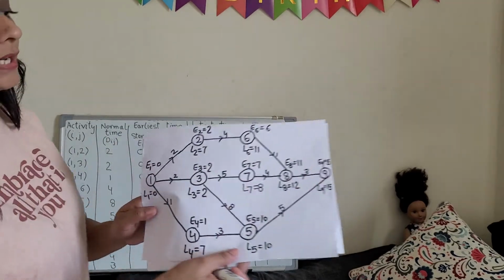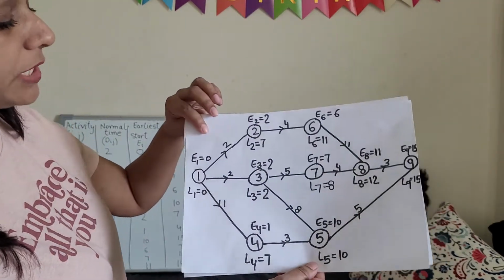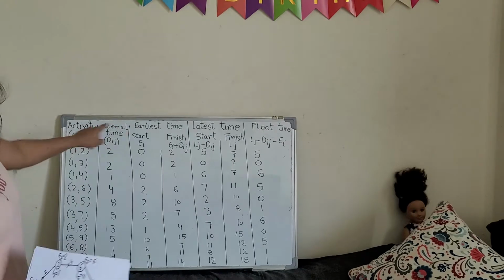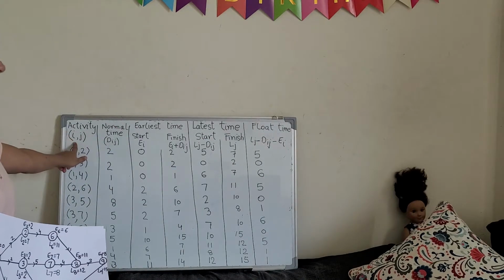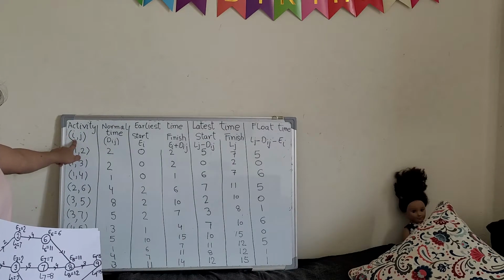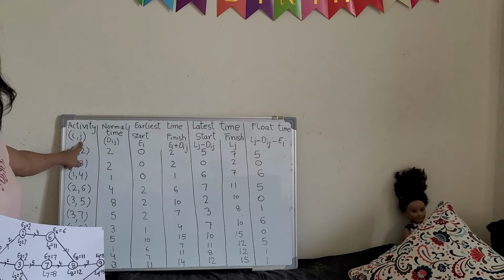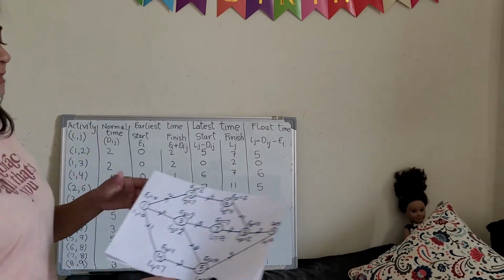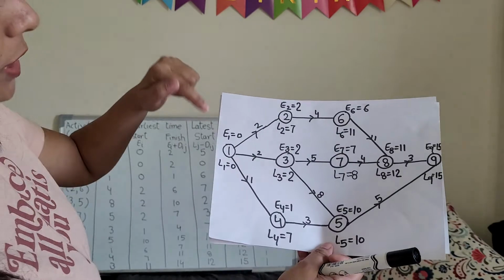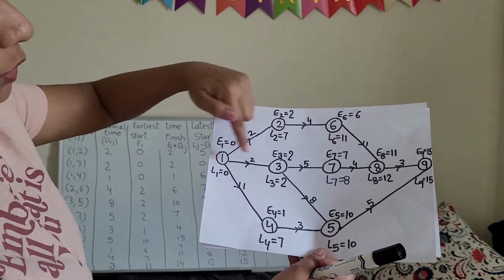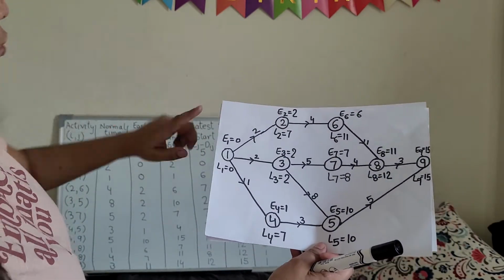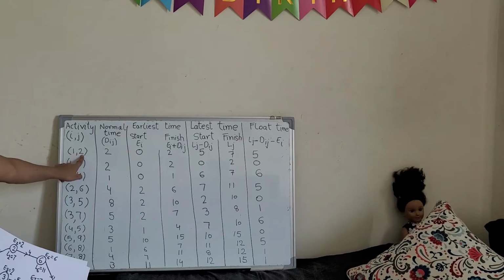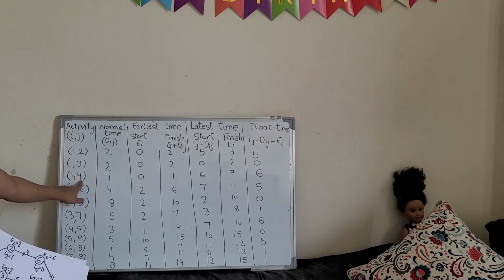Fine. So here in this table, you can check that the first column is activity. In the activity, I represents the earliest event and J represents the latest event. And activity, how we will write? You can check 1 to 2, 1 to 3, 1 to 4. So we mention here 1 to 2, 1 to 3, 1 to 4.